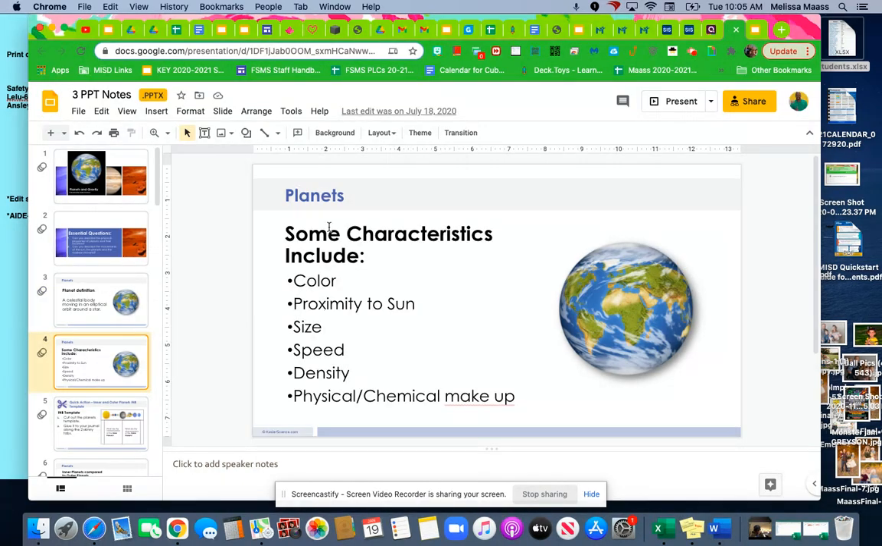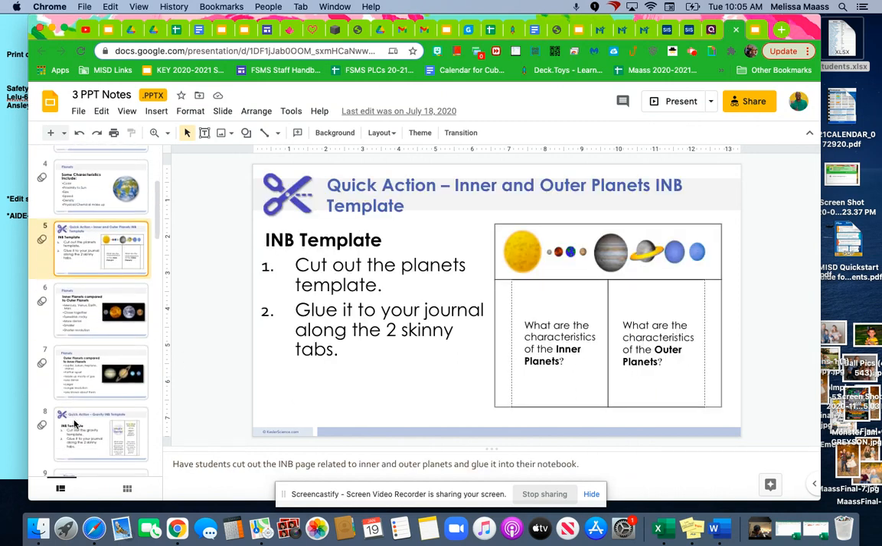Let's see. Some characteristics about planets. Each planet will have its own color, its own proximity to the sun, the size of it, the speed at which it travels. Every planet has its own density too. We'll talk about that in a little bit. And it's going to have certain physical and chemical makeup, kind of like when we talked about physical and chemical changes, alrighty?